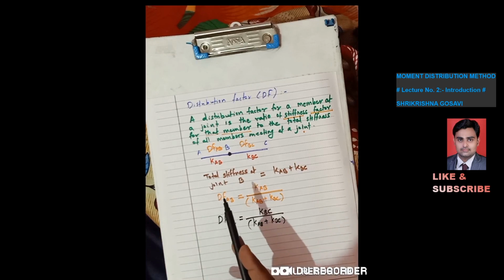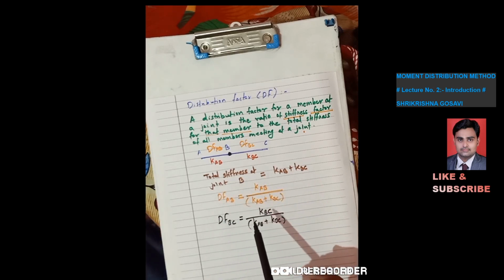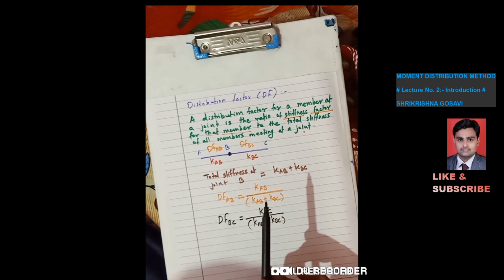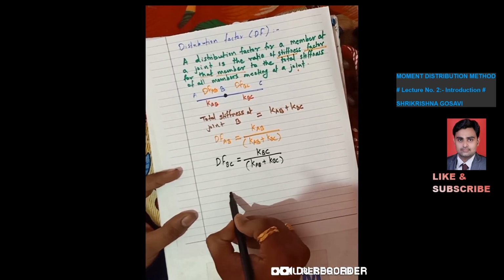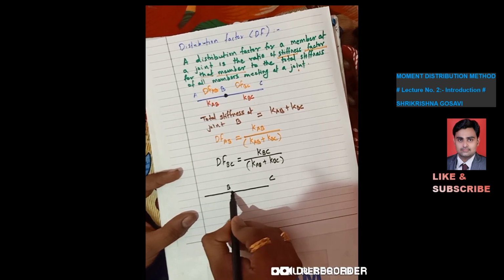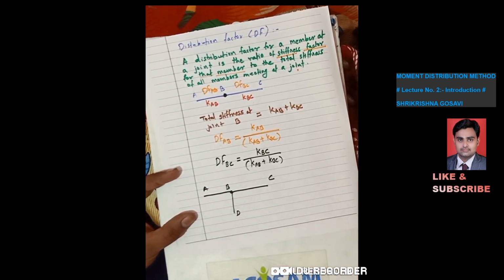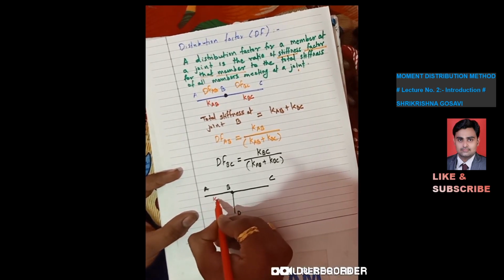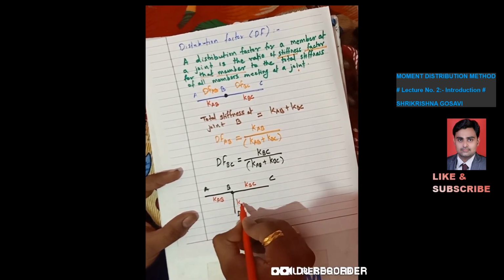If instead of two there are three members, we will include that third stiffness in our total stiffness. In this way we have to calculate the distribution factor. Let me show you for three members. Suppose this is again the same joint B. Here is the member BC, here is the member BA, and suppose one more member is there, BD. Let us say the stiffness for member AB is KAB, for member BC is KBC, and for member BD is KBD.